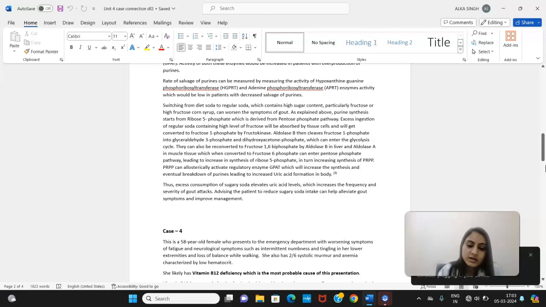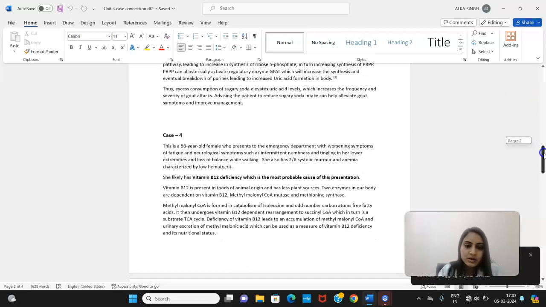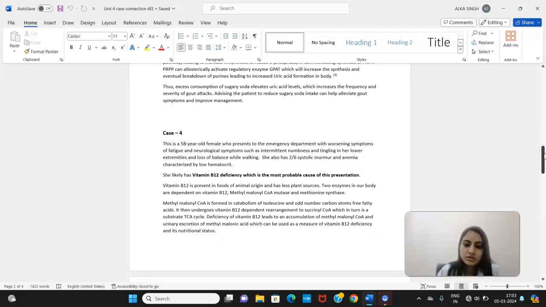PRPP can allosterically activate the regulatory enzyme GPAT, which will increase the synthesis and eventually the breakdown of purine, leading to increased uric acid formation in the body. Thus, excess consumption of sugary soda elevates uric acid level, which increases the frequency and severity of gout attacks. Advising the patient to reduce sugary soda intake helps alleviate gout symptoms and improve management.